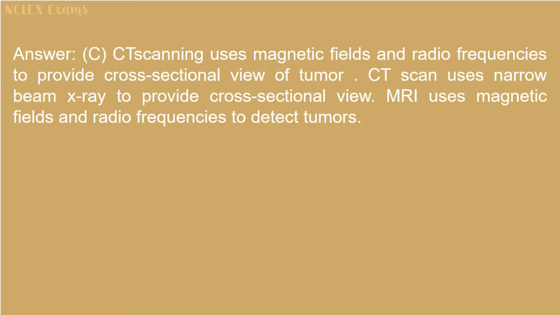Answer: C. CT scanning uses magnetic fields and radio frequencies to provide cross-sectional view of tumor. This is the incorrect statement. CT scan uses narrow beam X-ray to provide cross-sectional view. MRI uses magnetic fields and radio frequencies to detect tumors.